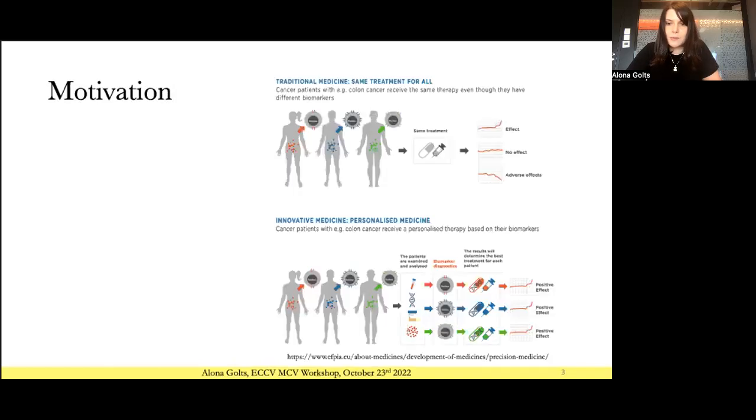So our work is a small step towards personalized medicine, where a patient undergoes different tests and analyses, after which they are offered the best treatment that will provide a positive outcome.